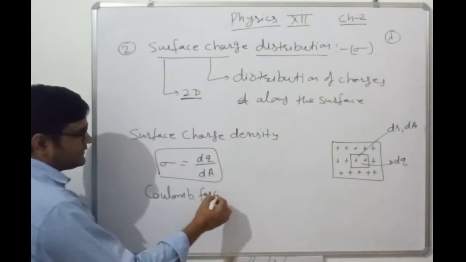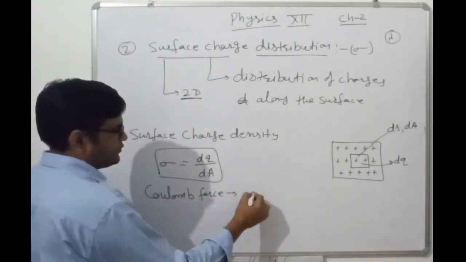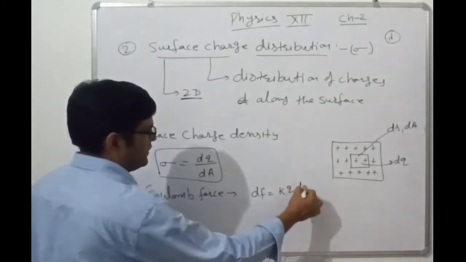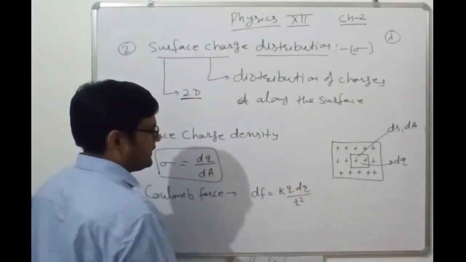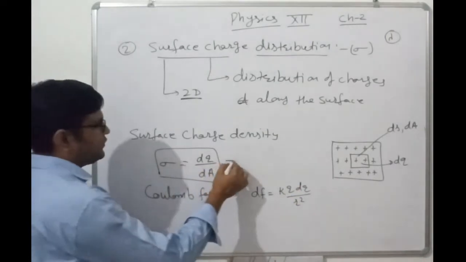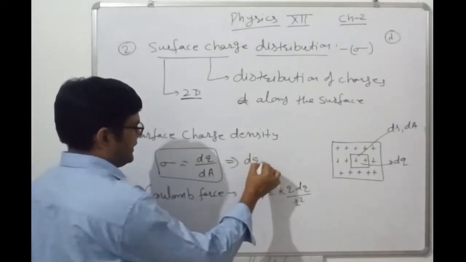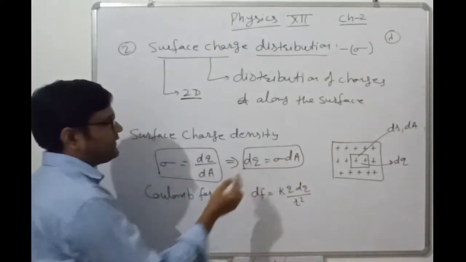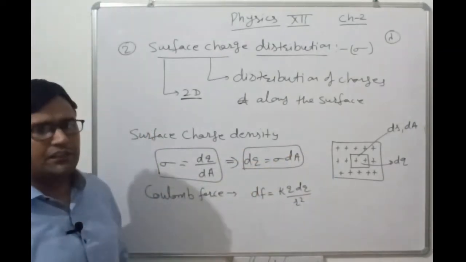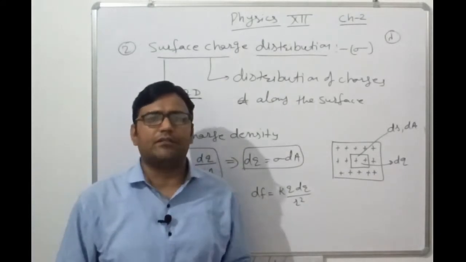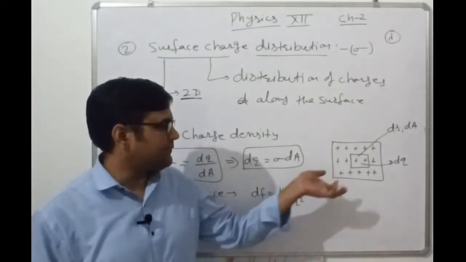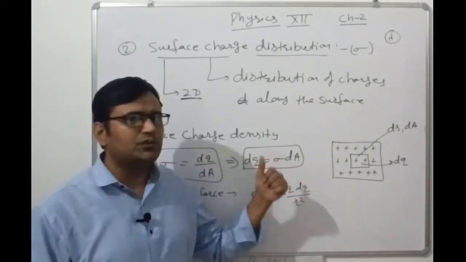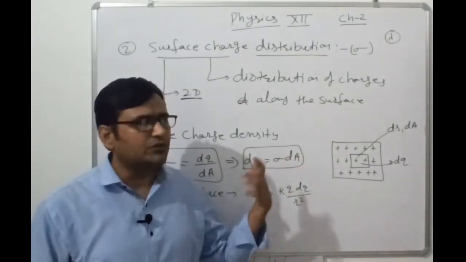Now with the same formulations, the Coulomb force for that particular segment is in terms of dF. Put it down as k q dq upon r square. Clear? Now the value of dq from these formulations we get dq equal to sigma into dA. We are trying to calculate the charge of that segment in terms of the densities. Earlier it was lambda into dl, here it is sigma into dA.